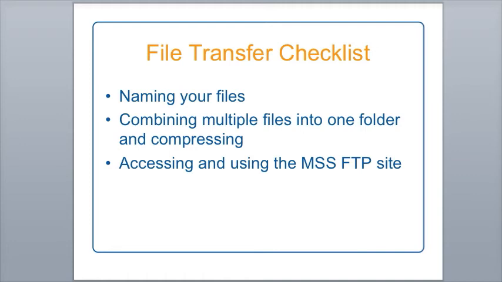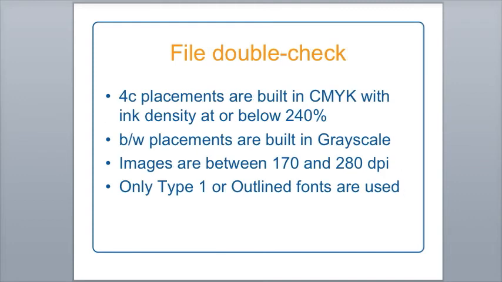Please note MSS asks that we're provided publication-ready PDFs that are built to the library for each of the papers on your campaign, or common size files can be sent to be processed out for multiple insertions. Now before you upload your print materials, please take a moment to double check that the files are CMYK and that all images are at or below 240% ink density for 4-color placements, or if you're placing black and white, please be sure the files are grayscale.